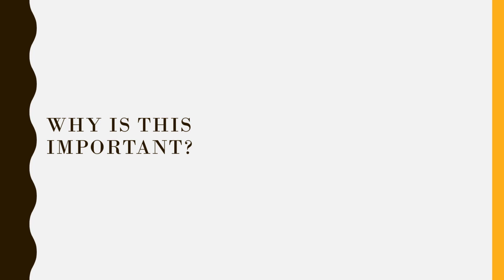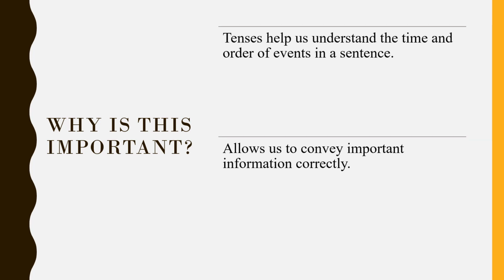Right, so why is it important to be able to conjugate a tense? Tenses are very important in the structure of a sentence because they help us understand the time and order of events. And they allow us to convey important information, like with reported speech and direct speech. Okay, if you're not sure what those are, don't worry, we haven't covered them just yet. If you do, great, that means you're on the right track.